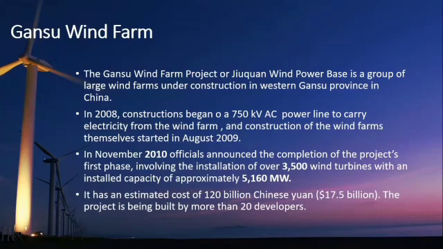In November 2010, officials announced the completion of the project's first phase, involving the installation of over 3,500 wind turbines with an installed capacity of approximately 5,160 megawatts. It has an estimated cost of 120 billion Chinese yuan or $17.5 billion. That project is being built by more than 20 developers.